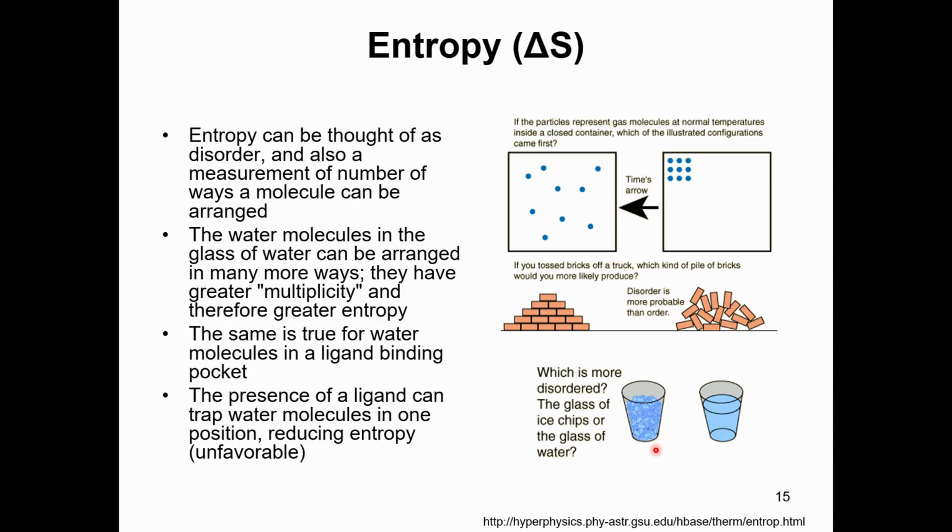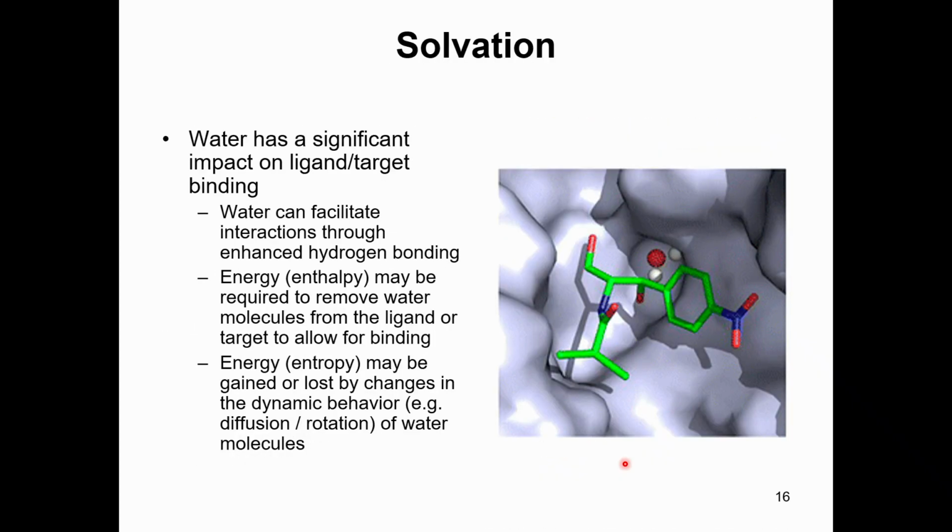Which one do you think has more order? What do you guys think? Glass of ice or a glass of water? The ice, yeah. So, well, in this case, what is ice? It's a crystal, right? So they're going to be highly ordered there. So it really changes. But these are just to get a feel for the entropy term.